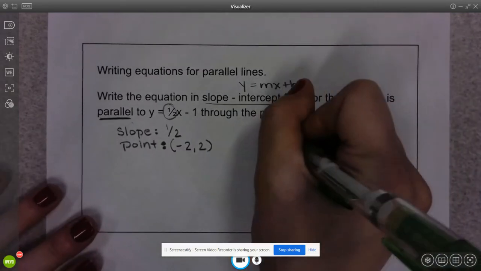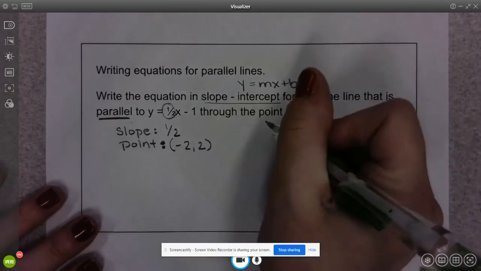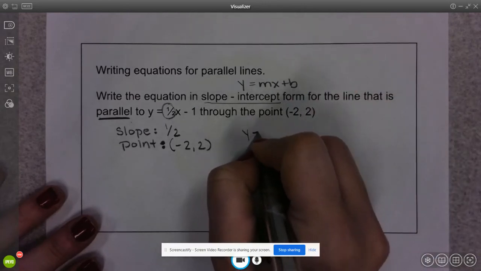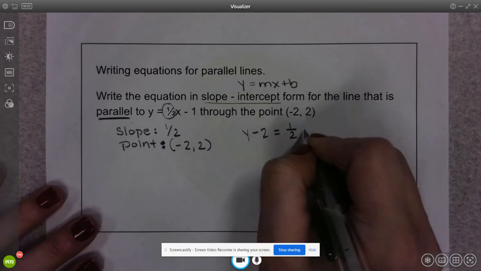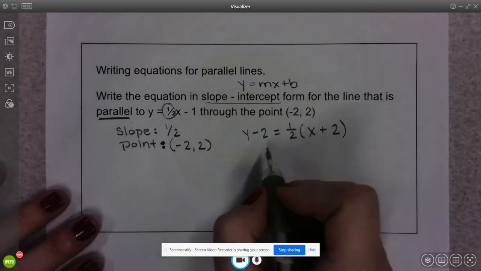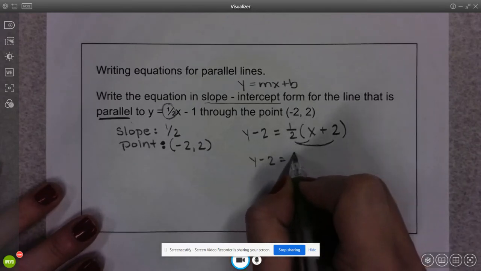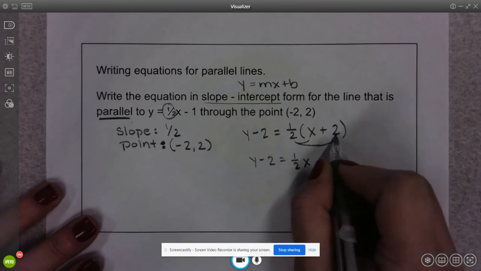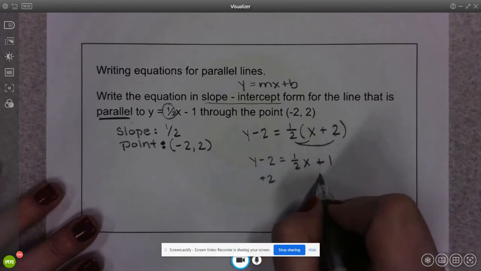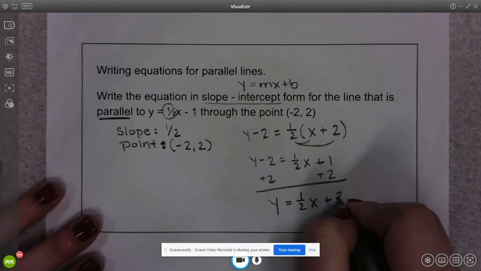So I'm going to start with point slope form, which remember, x and y are the opposite of what they show up as in my point. So this is going to be y minus 2 is 1/2 times x plus 2. I'm going to wait for my computer to unfreeze again. There we go. So I'm going to distribute 1/2 first. So I'll have y minus 2 equals 1/2 x, and then half of 2 would be 1. Adding 2 to both sides gives me y equals 1/2 x plus 3.